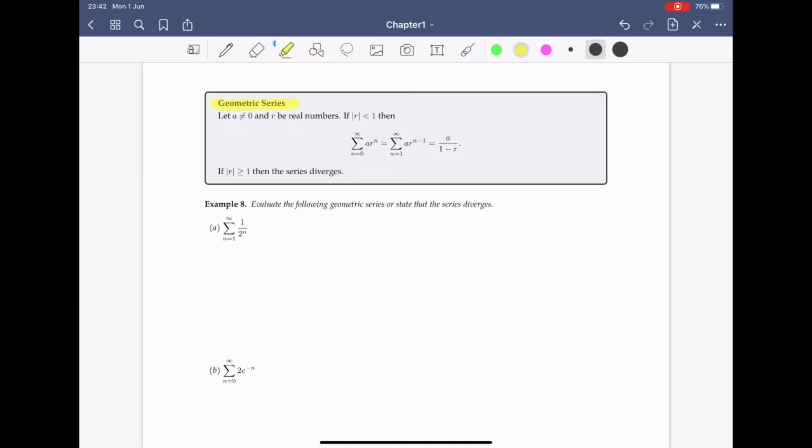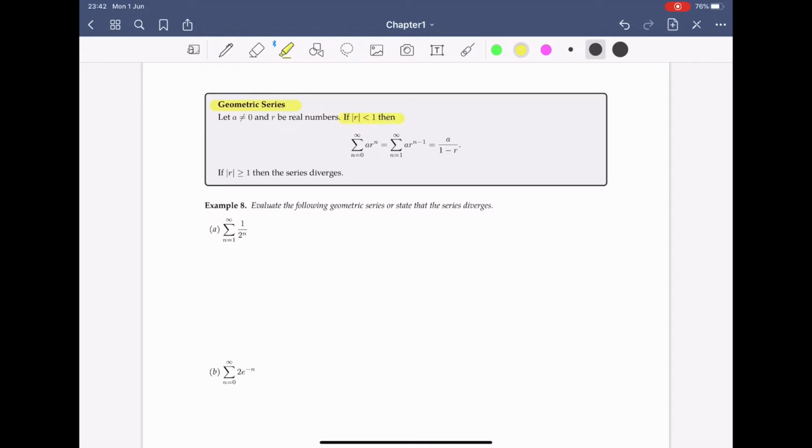So when you face a geometric series, if absolute r is less than 1, then the geometric series is going to sum to a over 1 minus r, where a is your first term, right? And your r here is going to be your common ratio. Otherwise, the series is divergent. If absolute r is not less than 1, that means the series is divergent.